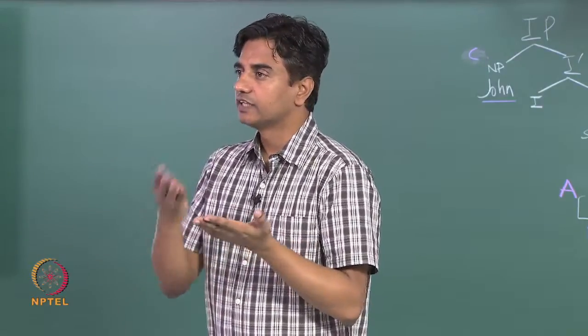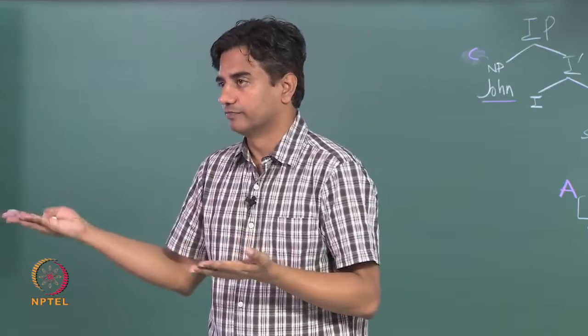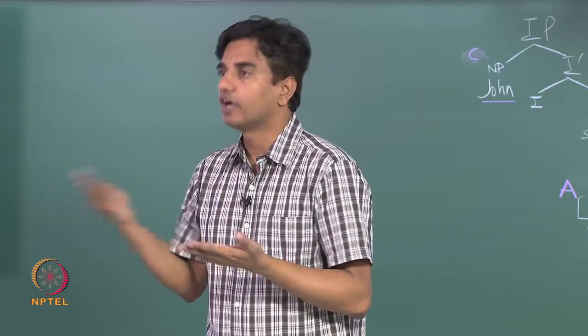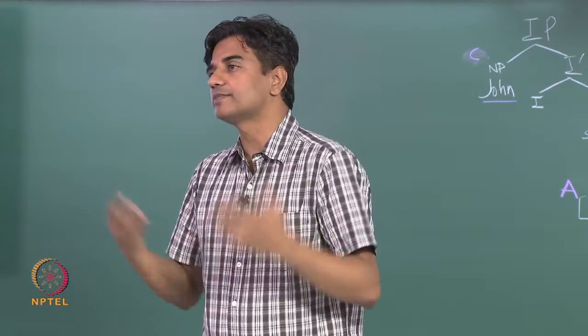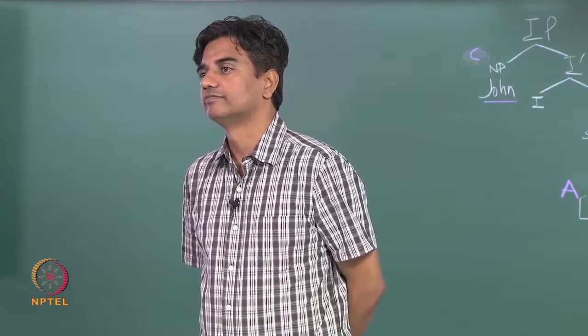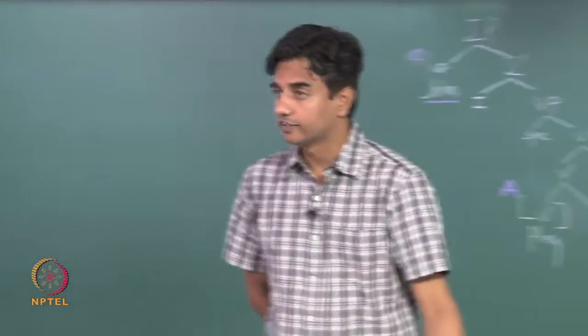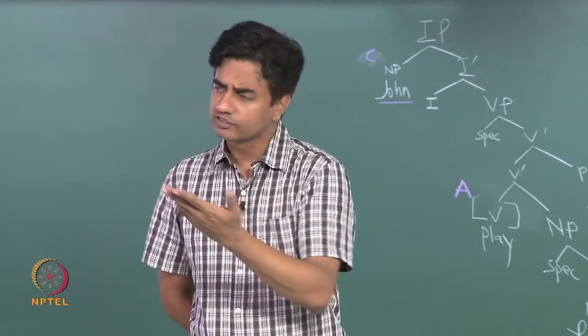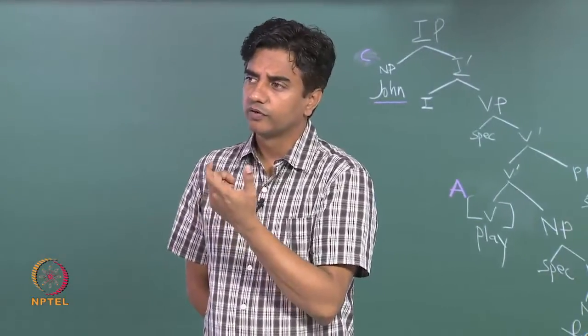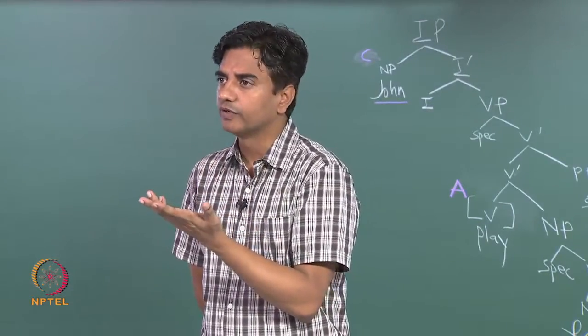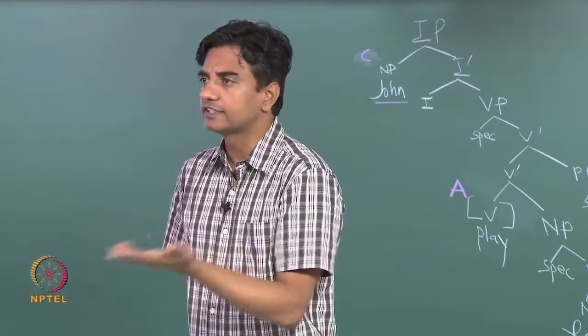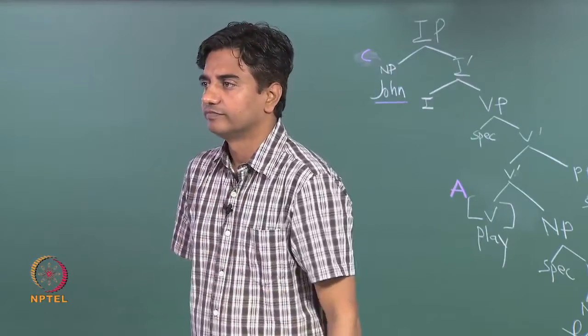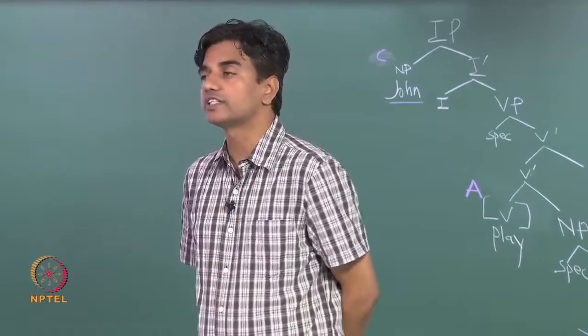So, if you say John's pen is good, John's pen is green. What is the subject of this sentence? It's a little bit more difficult type of a question, but not a difficult one from the rational point of view. This sentence is just like John is a doctor. What's the subject of this sentence?